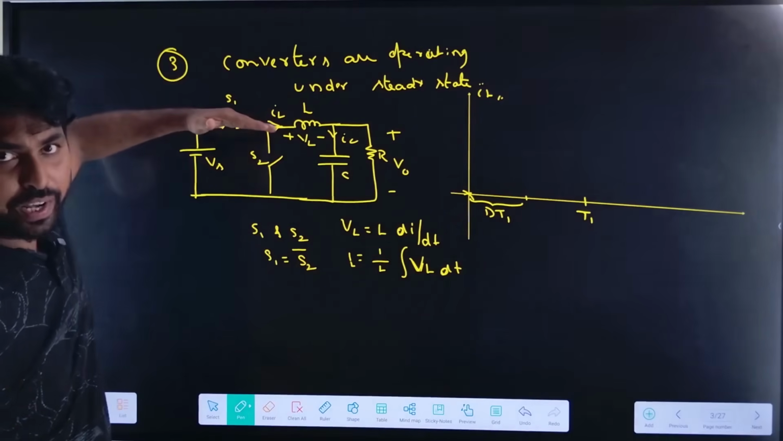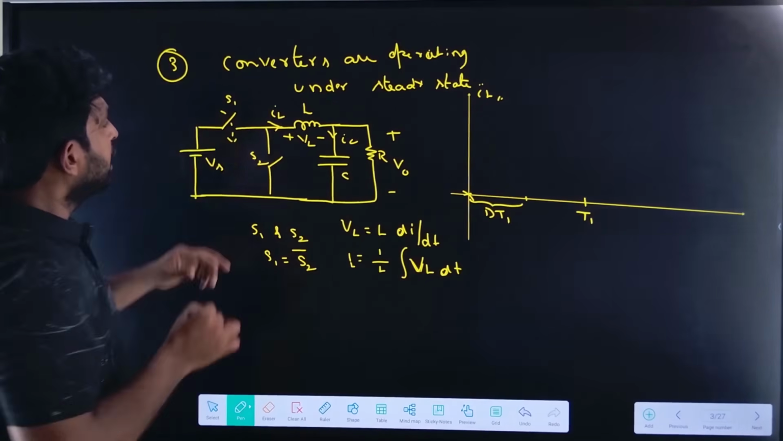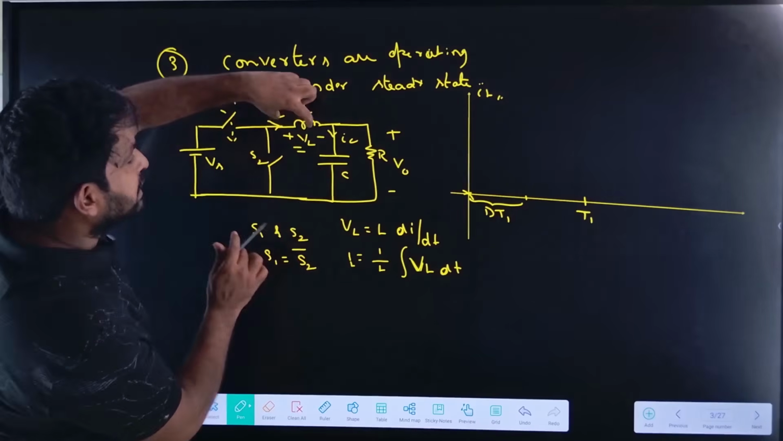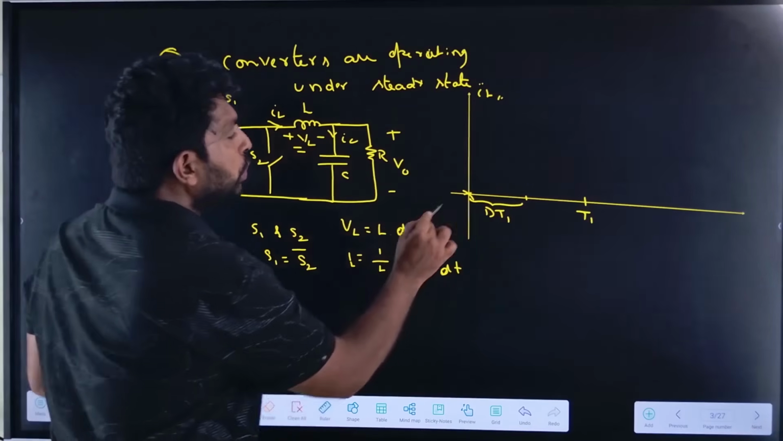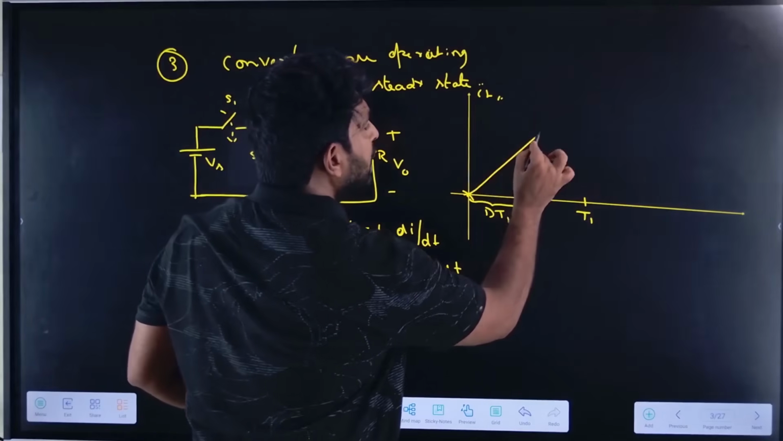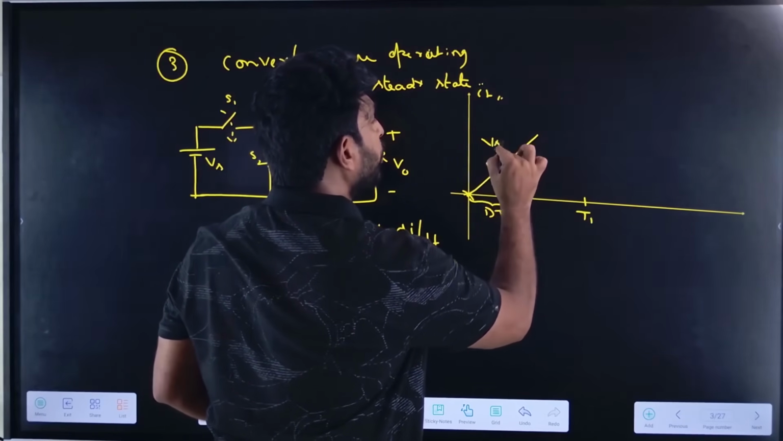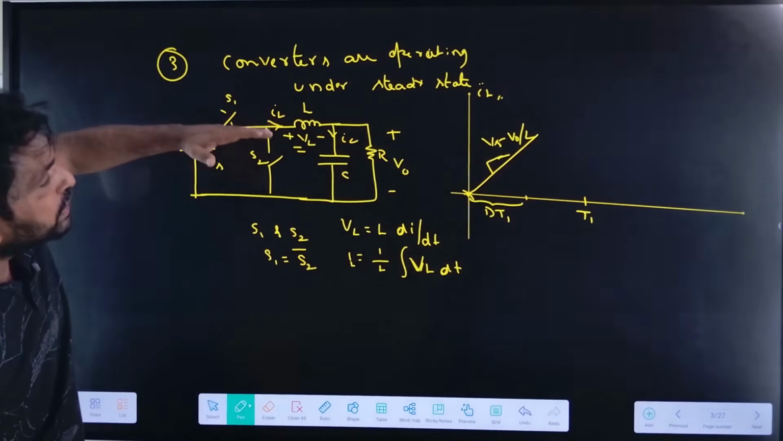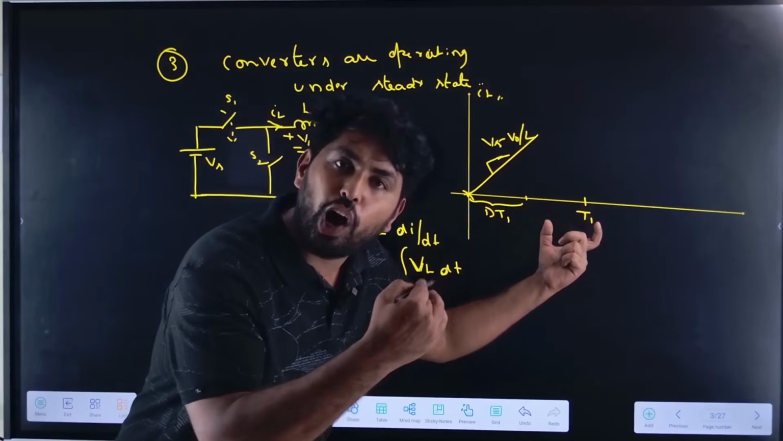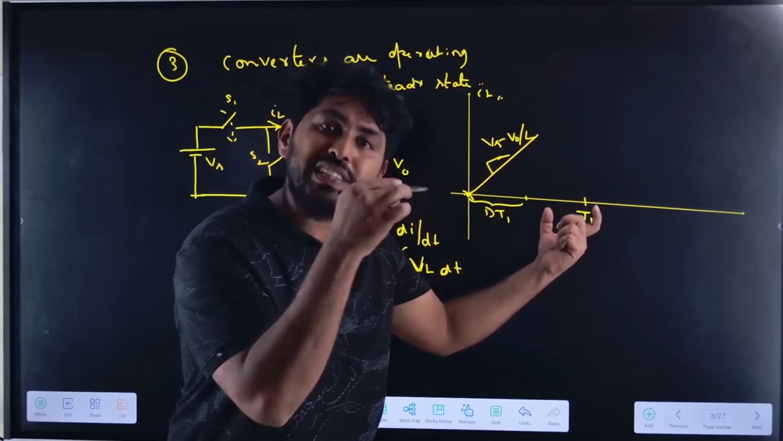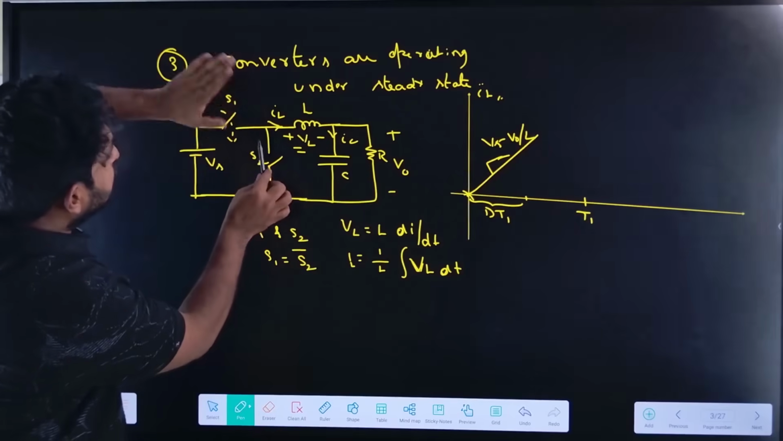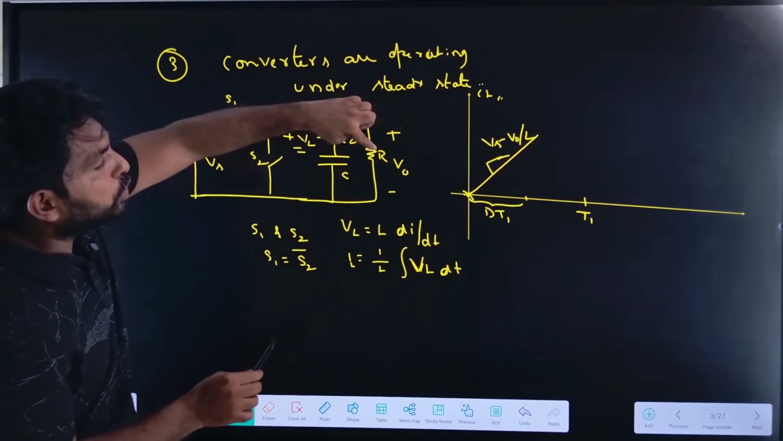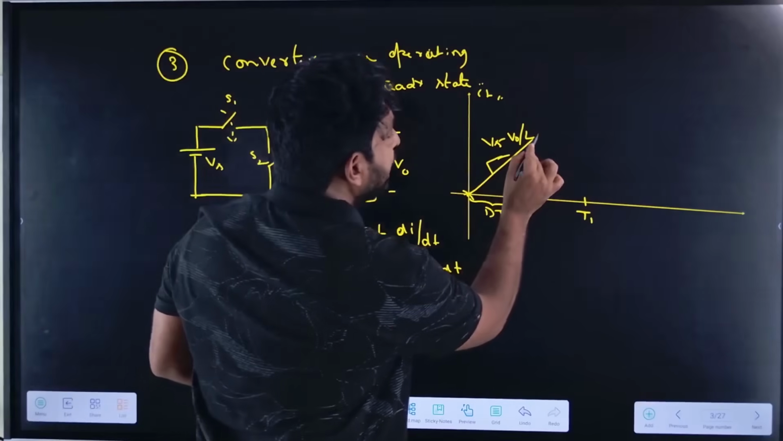S1 is controlled by the DT. When S1 is on, the inductor voltage VL equals Vs minus V0, so Vs minus V0 by L is the slope. After this period, which is the off time of the switch, S1 is off and S2 is on. So this circuit will be isolated. The inductor voltage is equal to minus V0 during that time. The slope is negative.